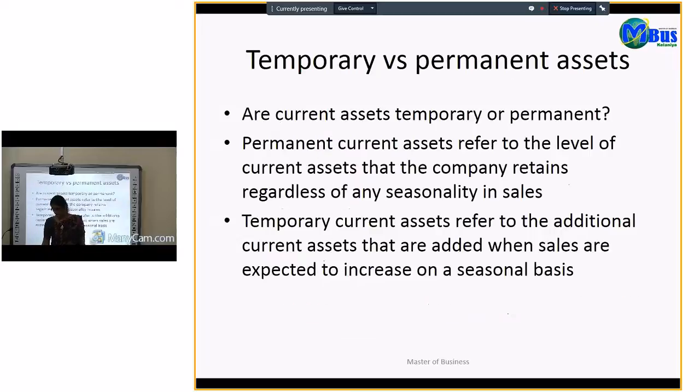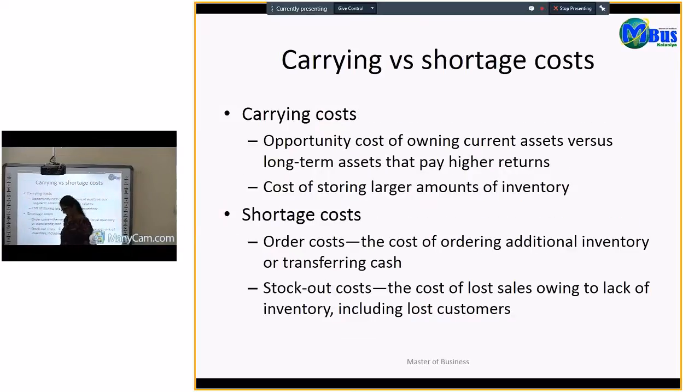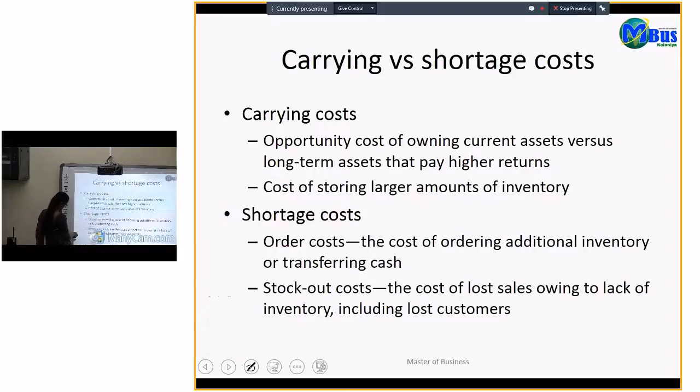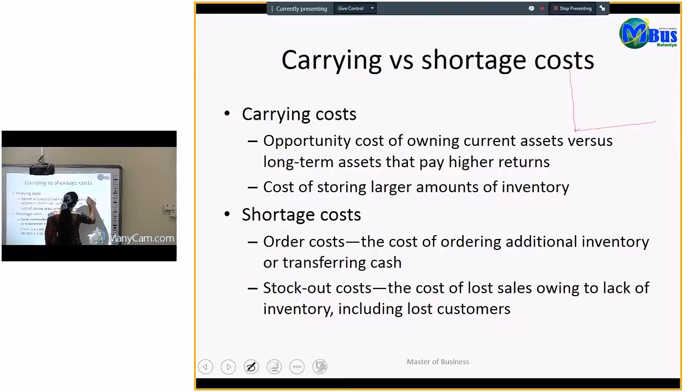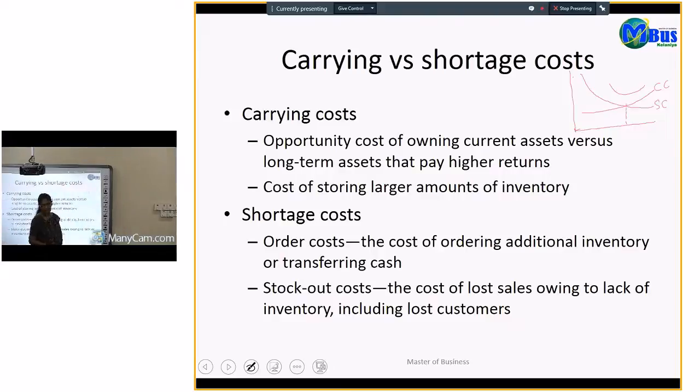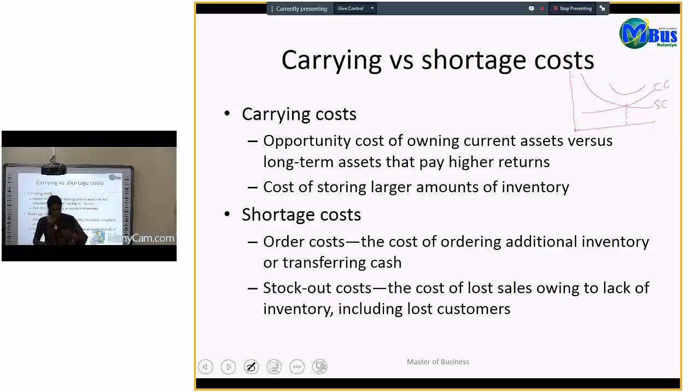Yeah, if you go to the flexible policy, right, in the flexible policy, that is the current storage cost, and this is storage cost, carrying cost, right? So somewhere here is the minimum point which minimizes the total cost, right?